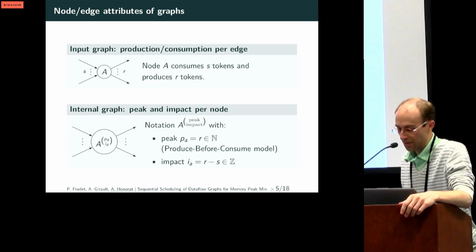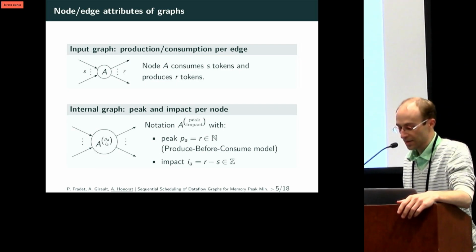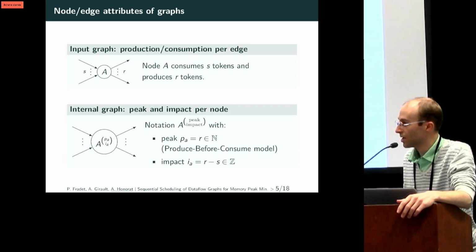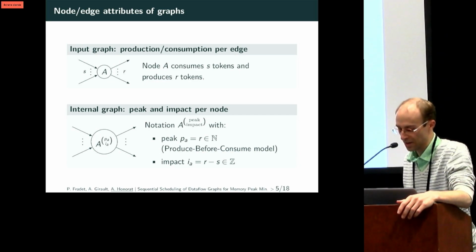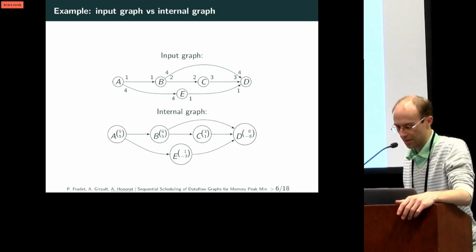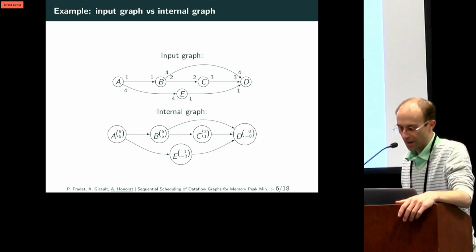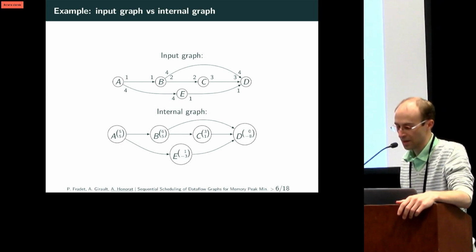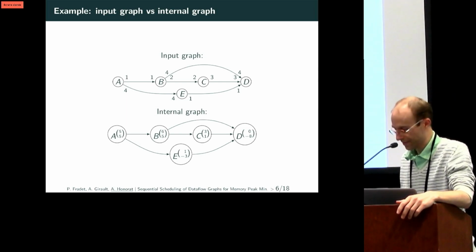The peak can be any positive integer, and in the produce-before-consume model, it's actually the number of produced tokens R. And the impact corresponds to the intuition we had before, so it's just the difference between R and S, production minus consumption. Here is the first example again. The input graph on top and below the internal representation of this graph with only attributes on the nodes.